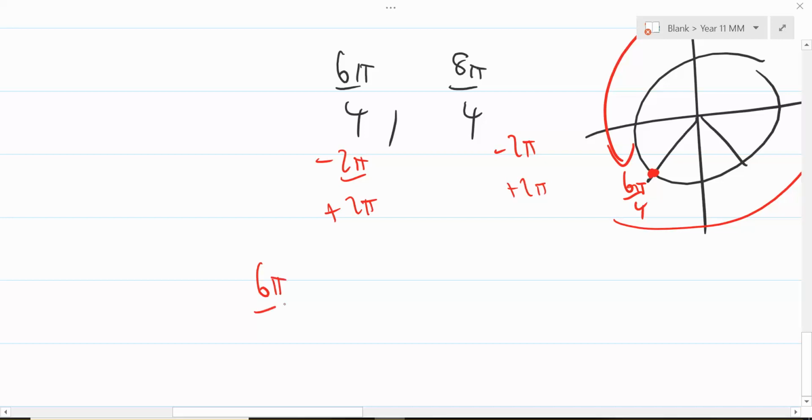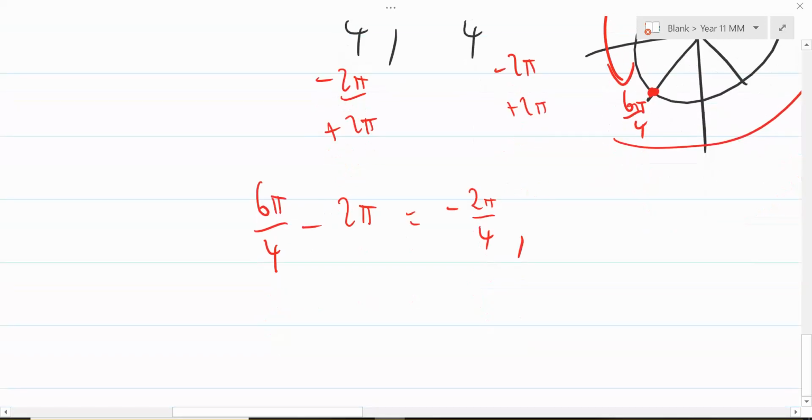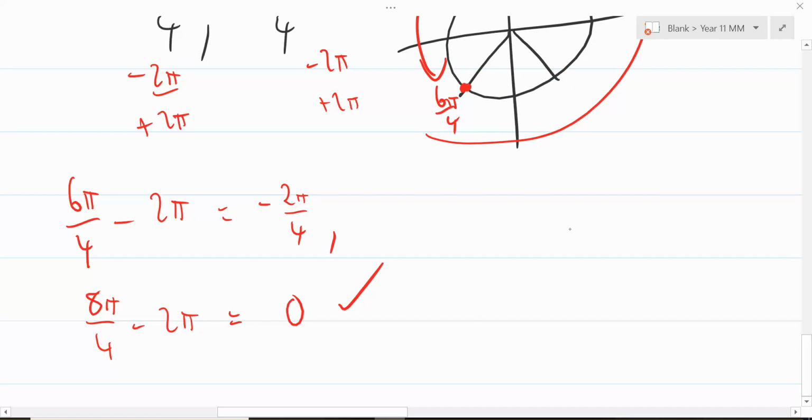Now if I did that, let's try it. 6 pi on 4, minus 2 pi. This won't give me 0, this will give me another solution that's out of the domain. So we work this one out, that will give you negative 2 pi on 4, okay? But then if I did the other one, 8 pi on 4 minus 2 pi, you'll get 0. And that fits in your domain. Remember, the domain was from 0 to 2 pi. This is a solution.